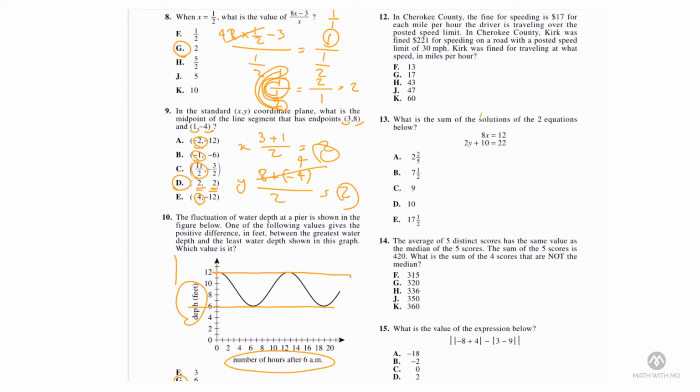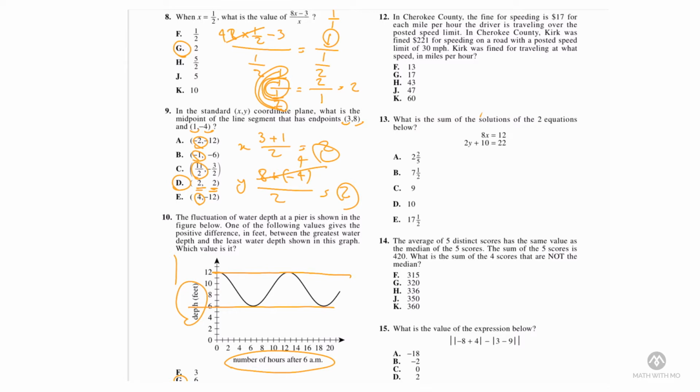In Cherokee County, the fine for speeding is $17 for each mile per hour the driver is traveling over the posted speed limit. In Cherokee County, Kirk was fined $221 for speeding on a road with a posted speed limit of 30 miles per hour. Kirk was fined for traveling at what speed in miles per hour?